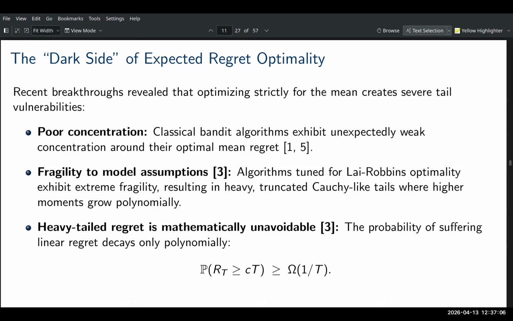But what we are really interested in is this one: that the tail of the regret distribution is actually going to be 1 over t. And again, remember, t here is the number of episodes that I'm running my multi-armed bandit algorithm.